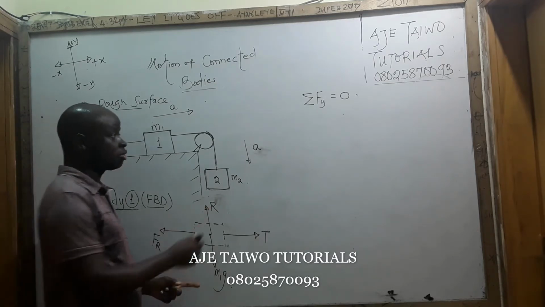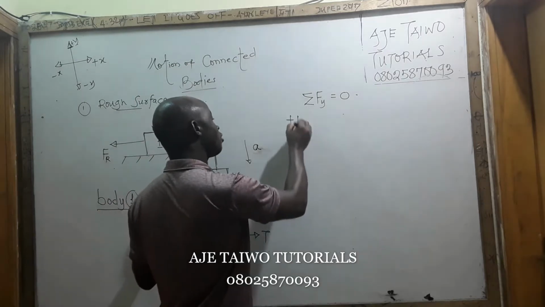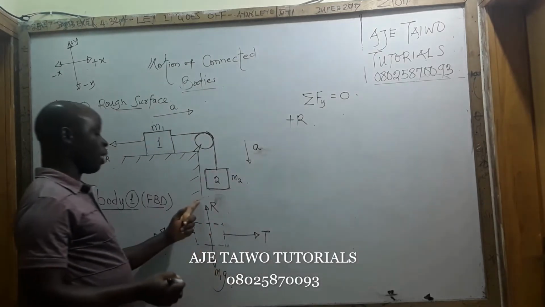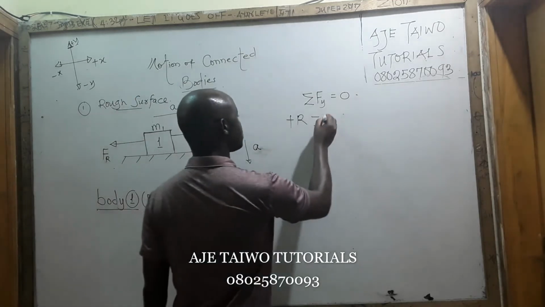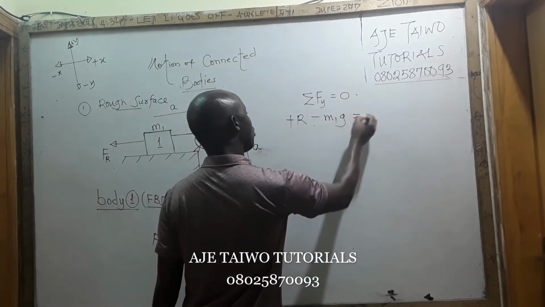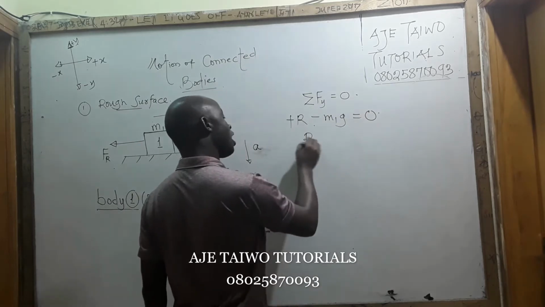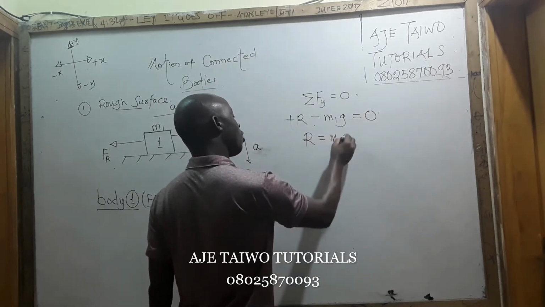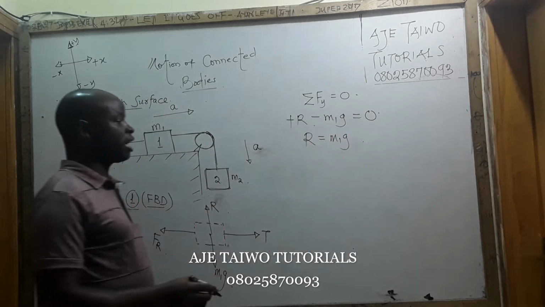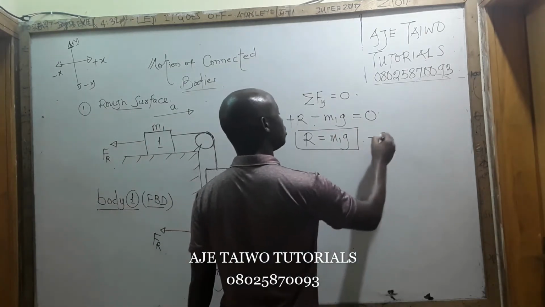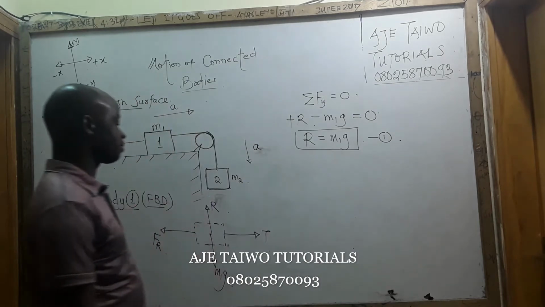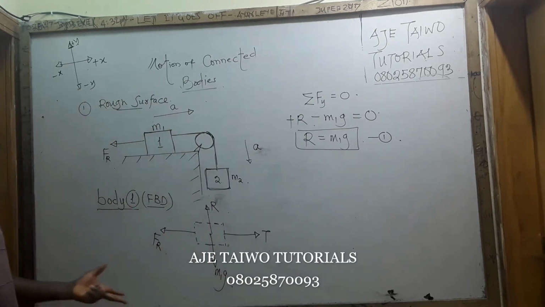So how are the forces vertically? R and m1g. R is plus R because it's acting in the positive y-axis. This is acting in the negative y-axis. So we say minus m1g equals 0. That means your R equals m1g. Let's call this equation 1. Now that's for the first body.